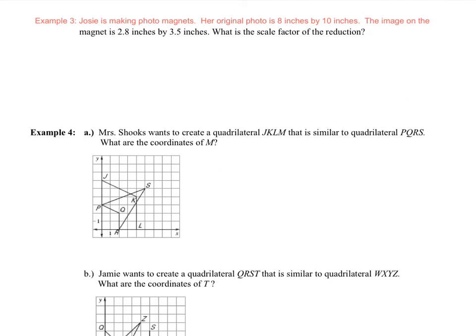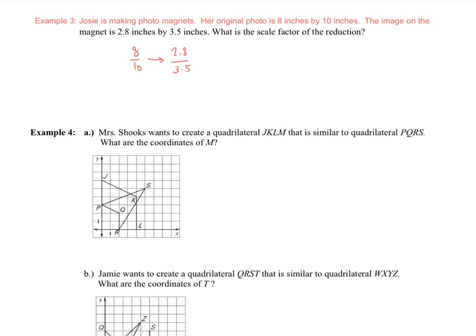Example 3, Josie is making photo magnets. Her original photo is 8 inches by 10 inches. The image on the magnet is 2.8 inches by 3.5 inches. What is the scale factor of the reduction? So we can set up a proportion, 8 to 10. Actually, we could just simply write 8 to 10, and then draw an arrow and indicate that there's a reduction to 2.8 inches to 3.5 inches.